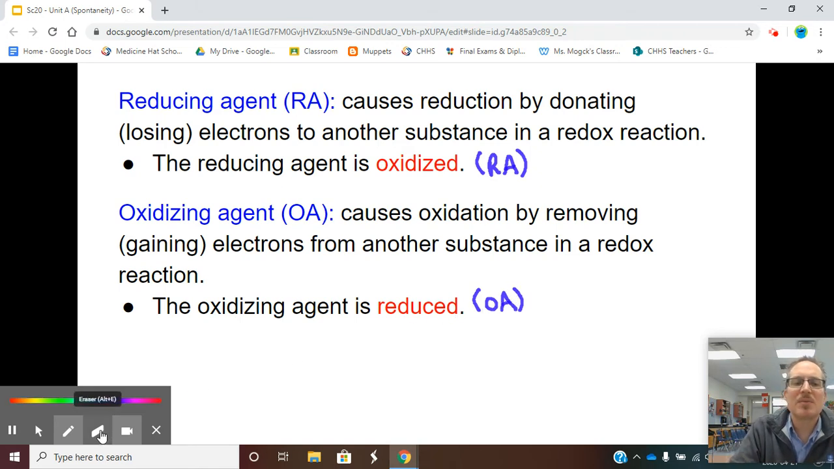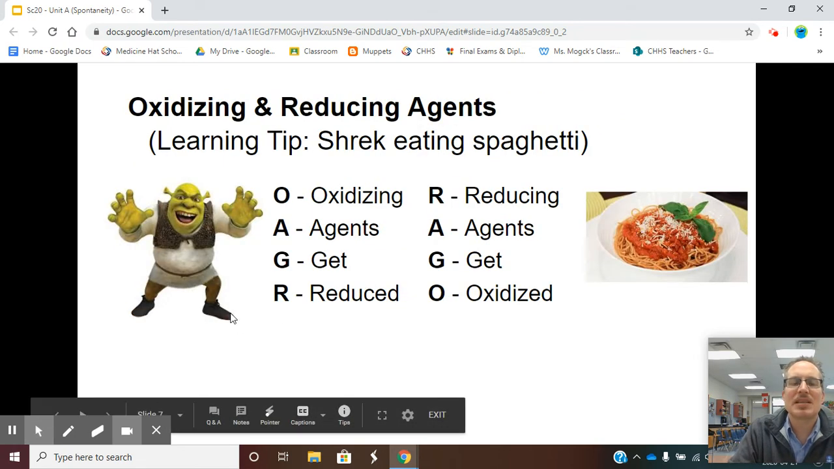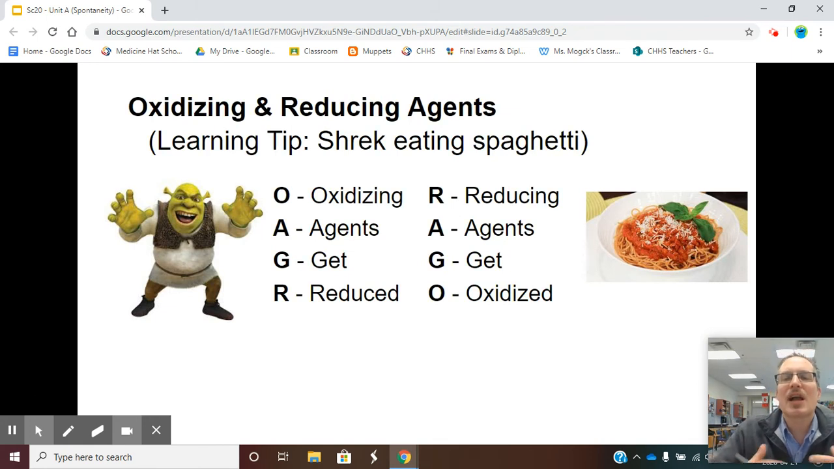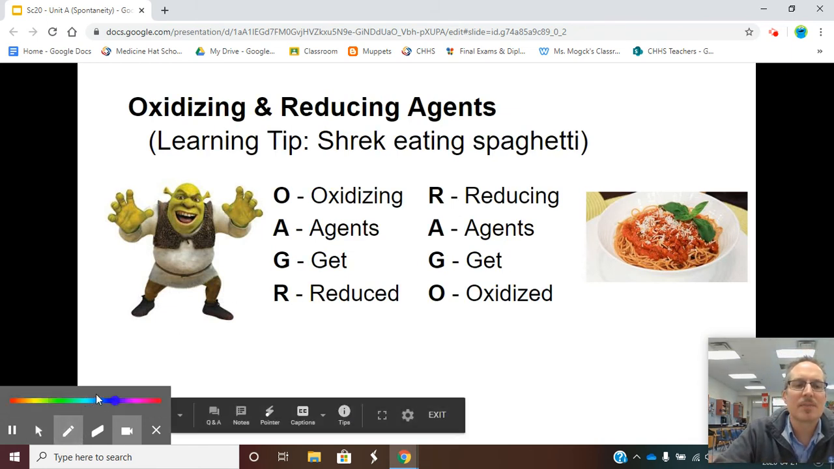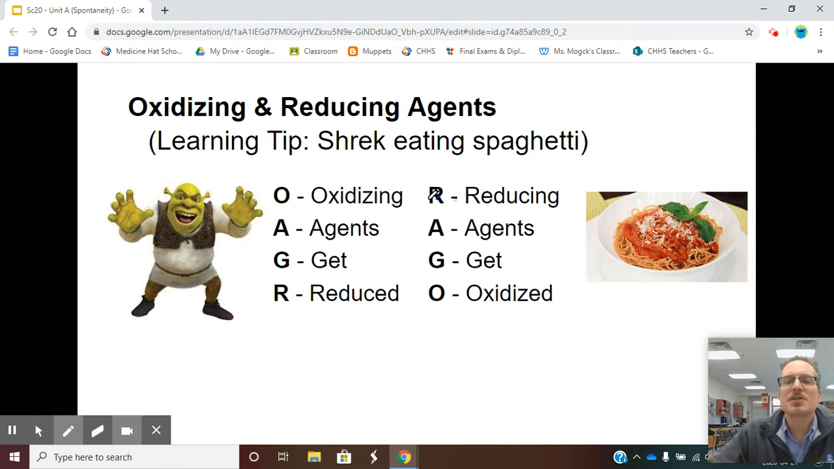Well, there is a really, really easy way to remember this. And the easy way for us to remember this is the learning trick. I like to think of the learning trick of thinking of Shrek eating spaghetti. We all know Shrek is an ogre, and we all know a type of spaghetti sauce is Ragu. So, if I remember ogre, oxidizing agents get reduced. So, if something is reduced, it is also my oxidizing agent.